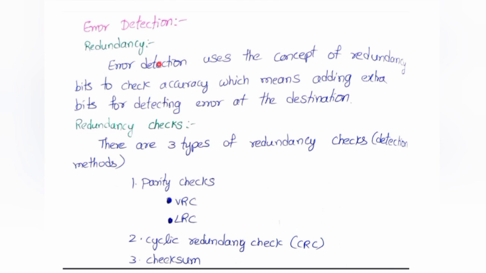So redundancy bits are the extra bits added for error detection at the destination side, at the receiver side. Redundancy bits means the extra bits which are added to the message to know whether there is any error in the message. There are three types of redundancy checks, that is, error detection methods. The first one is parity check. The parity check is again divided into two types, that is VRC and LRC. The second one is the cyclic redundancy check, CRC, and the third one is checksum. So these are the three types of error detection mechanisms.